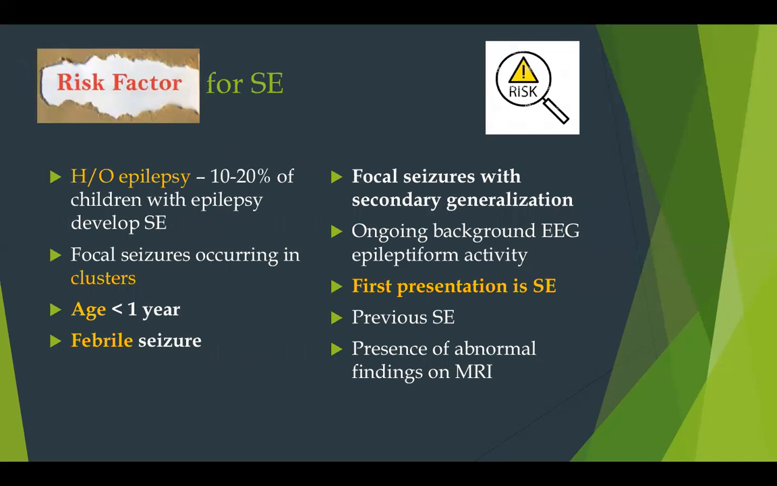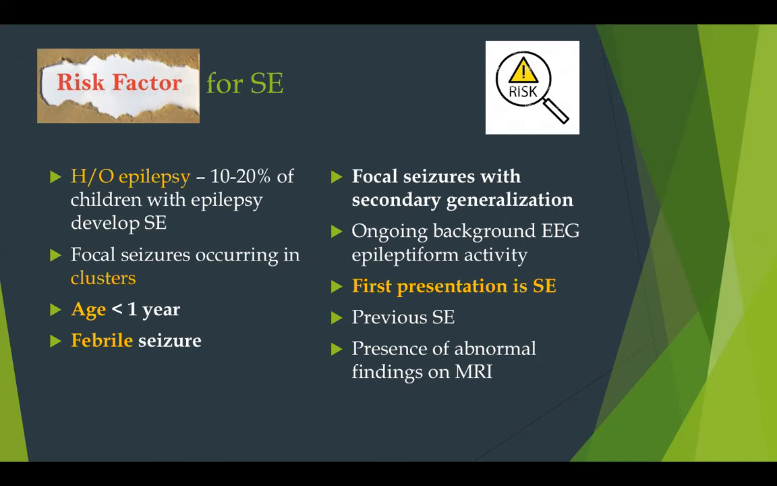In terms of risk factors, obviously anybody who's had a previous history of epilepsy is more likely to develop status. Also, patients who have clusters of focal seizures are most likely to become status. As we discussed, age less than 1 and febrile seizures also. And focal seizures that start out as focal onset but then secondarily generalize are more likely to become status.